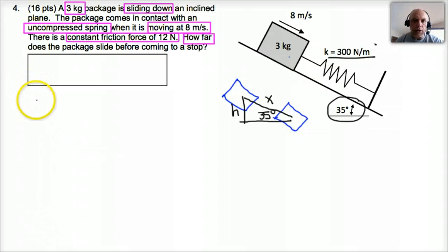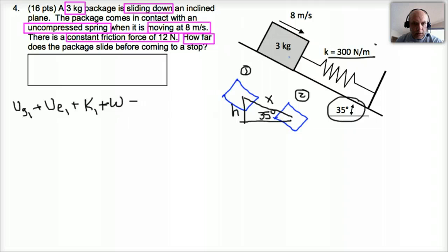So, conservation of energy again. Our initial and final states, we'll just call them 1 and 2 here. I'll write out all my terms this time so we don't forget anything. So I'll have gravitational plus spring plus kinetic plus work is equal to gravitational plus spring plus kinetic plus loss.